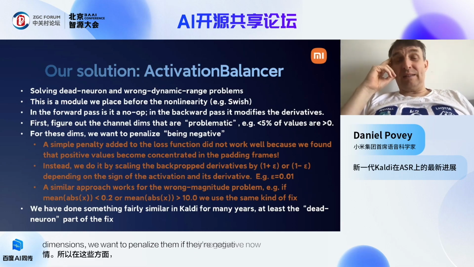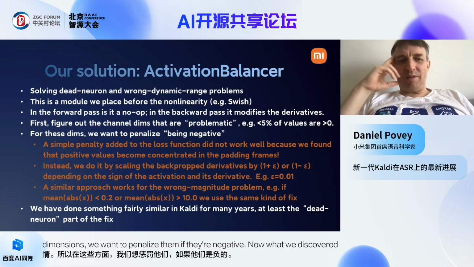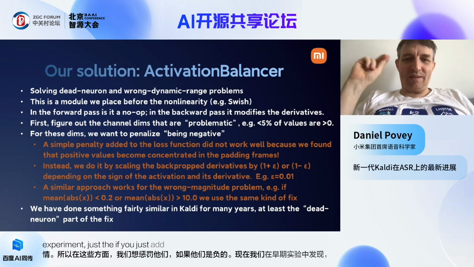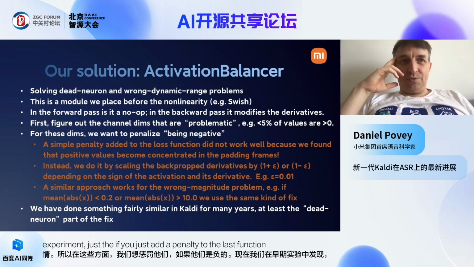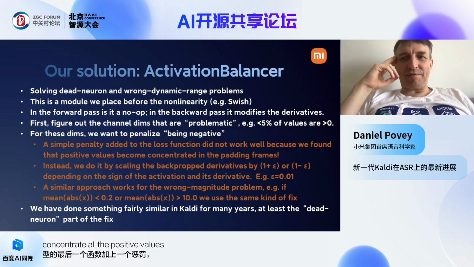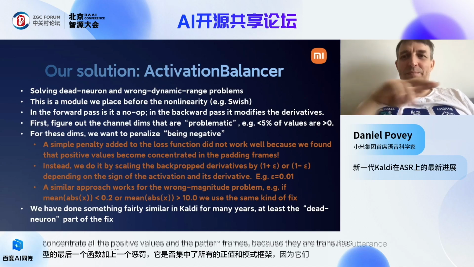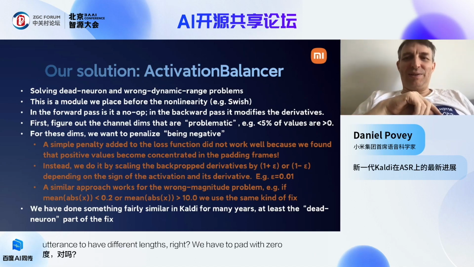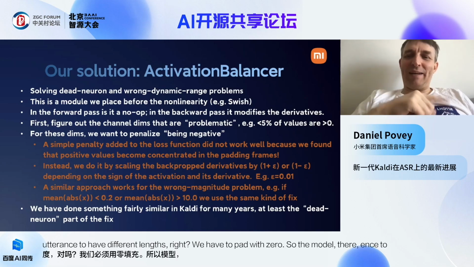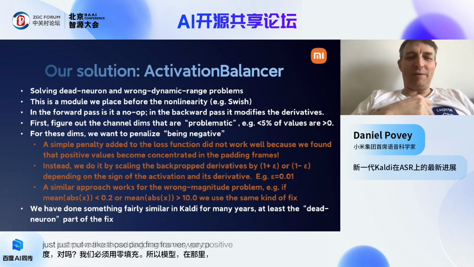Now, what we discovered in early experiments is that if you just add a penalty to the loss function, the model just concentrates all the positive values in the padding frames, because the utterances have different lengths, right? We have to pad with 0. So the model learns to just make those padding frames very positive. So that's not what we want.